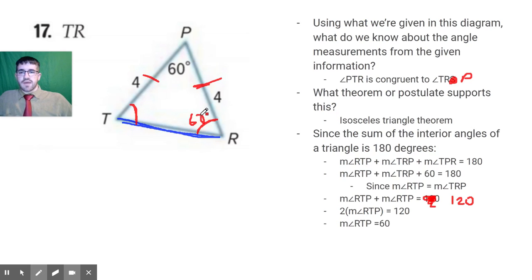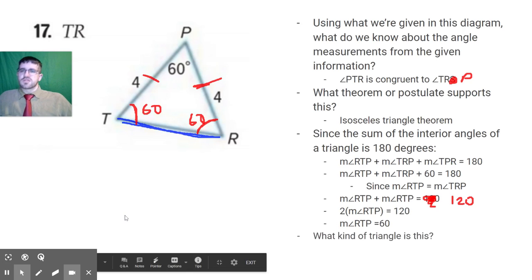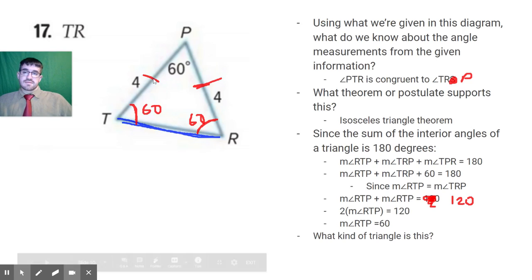But we're not quite out of the woods yet because this isn't what we were asked to solve for. We were asked to solve for segment TR. And all we're given now is that we have a triangle with three 60-degree measures. So then what kind of triangle is this? Well, it's an equiangular triangle because we have 60, 60, 60.